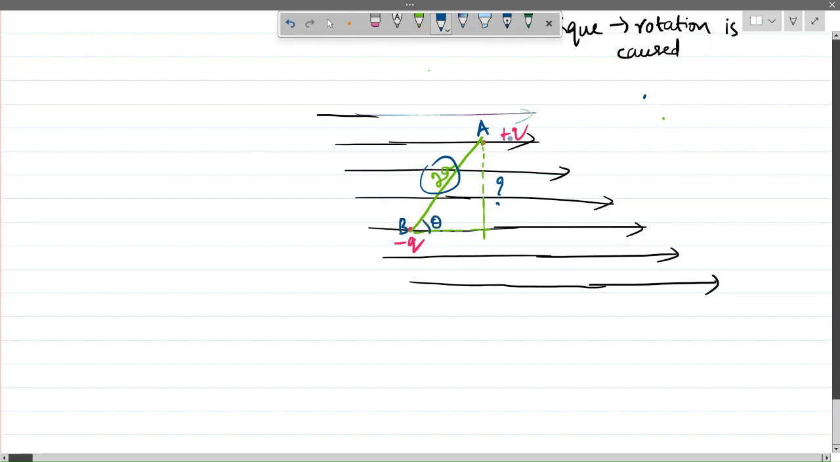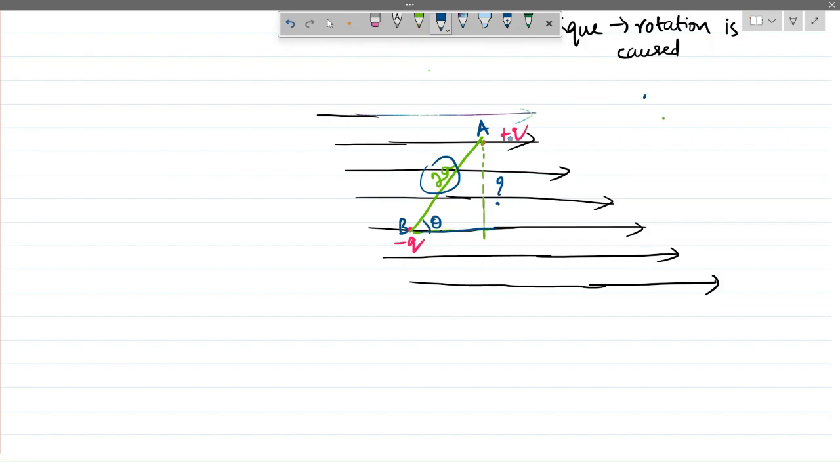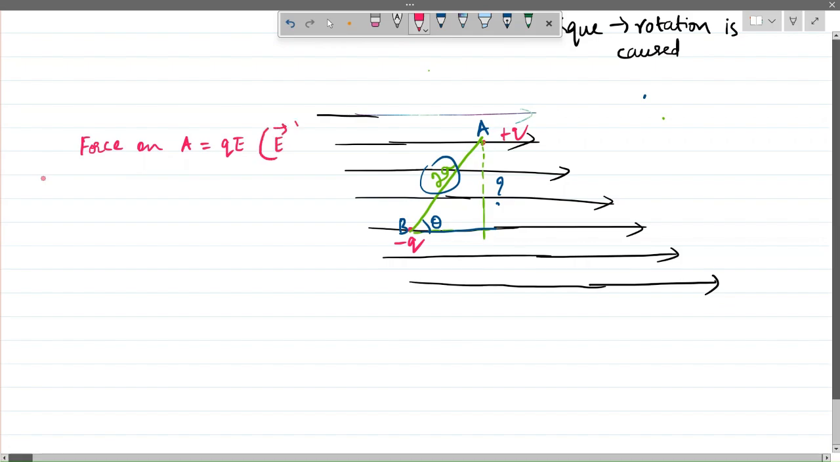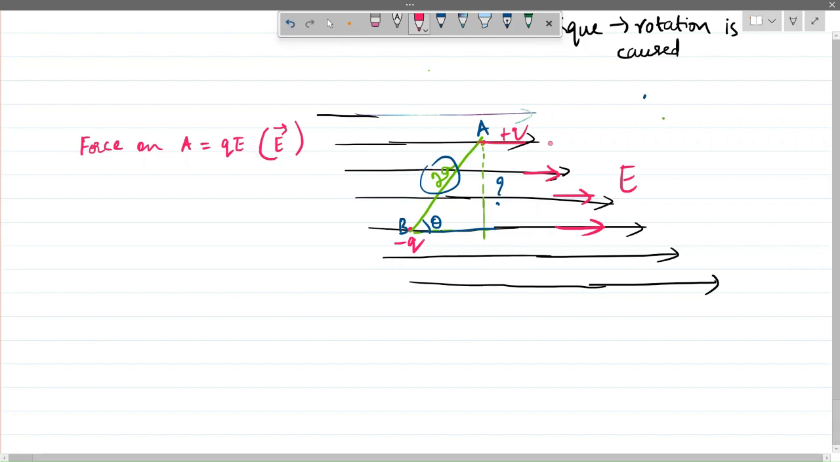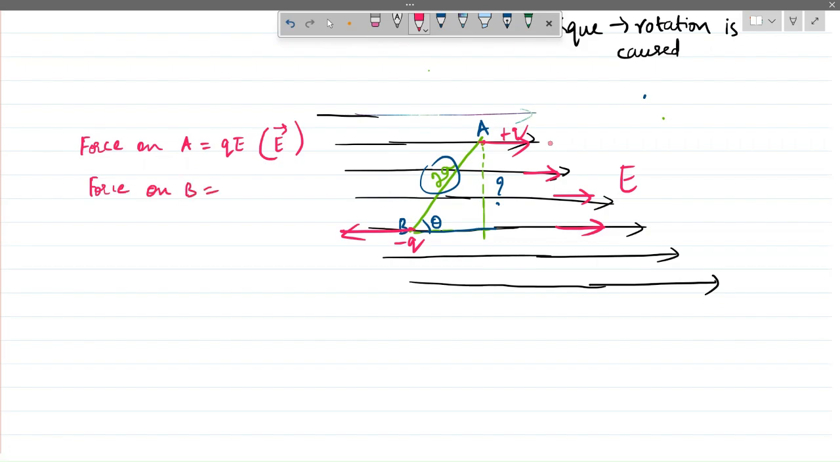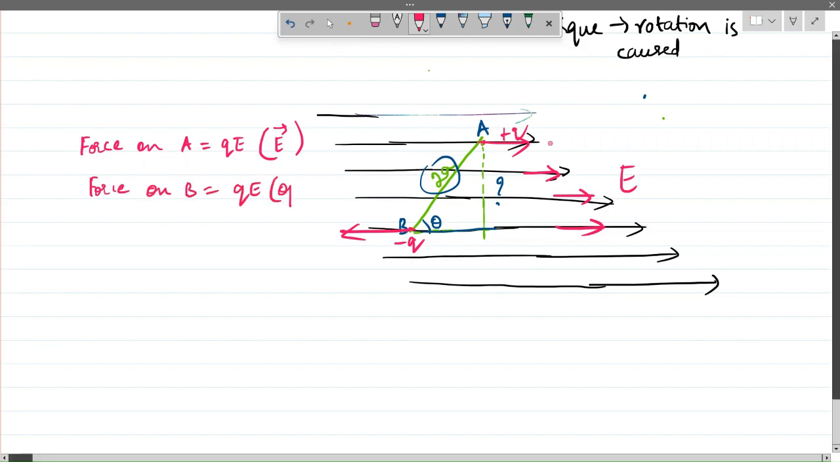If this is making an angle of theta with respect to the horizontal, the force on A is equal to QE in the direction of E. So this is the electric field E. So A is moving in this direction, B is moving in this direction. So the electrostatic force on B is QE opposite to the direction of E.